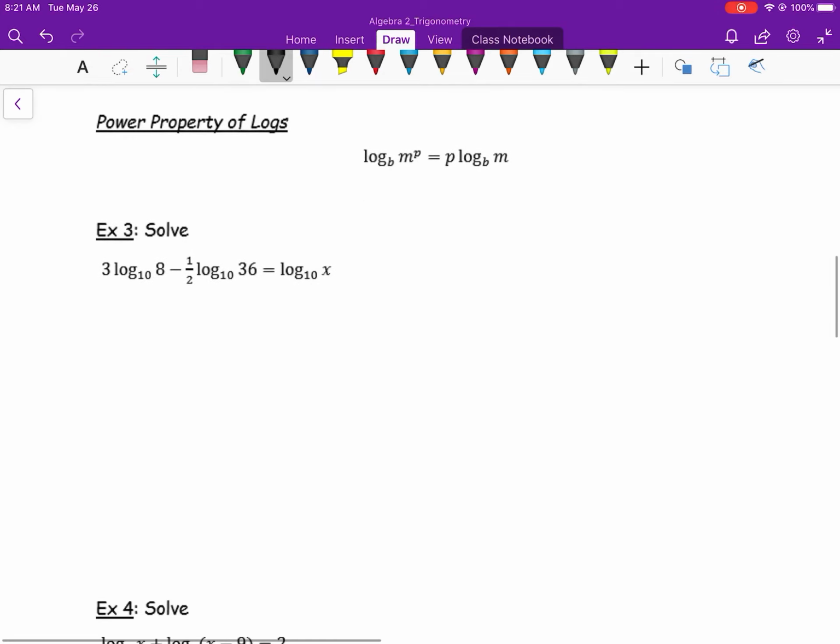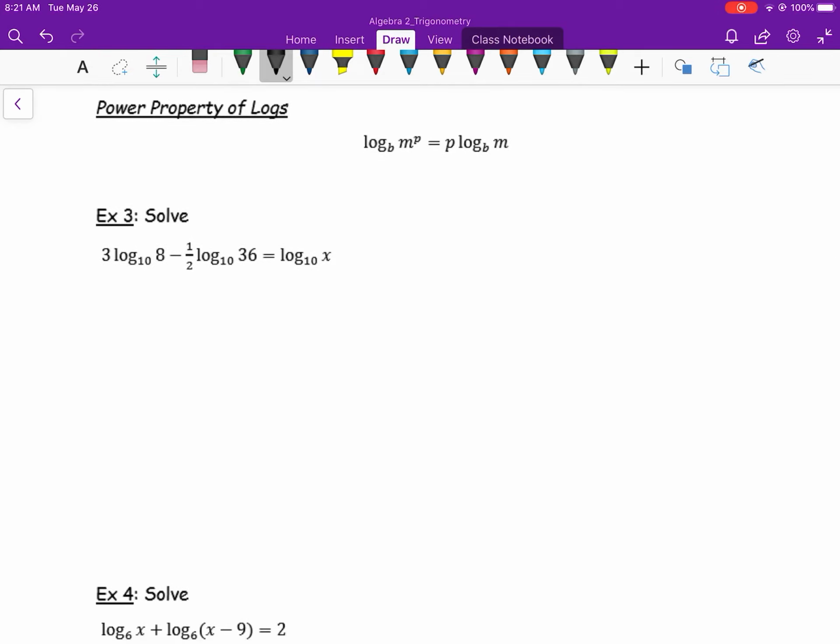Alright, so we got our power property of logs. So basically, if you have an exponent here, that can get thrown out front. And they use the same rules. Alright, so what happens here is we're going to condense, or you can take the flip of that, which is you can take that and pop it up top. So let me rephrase this.